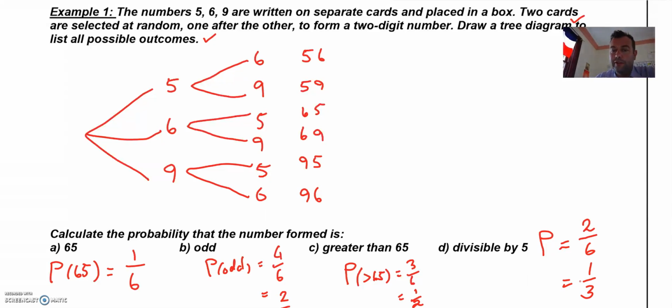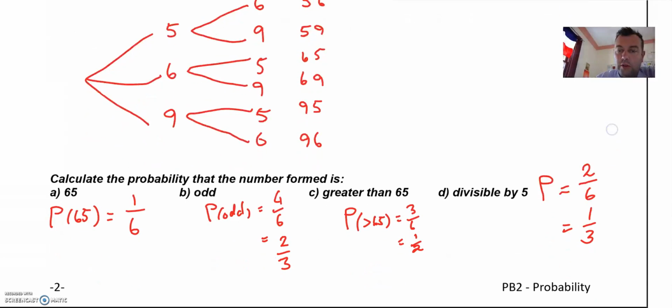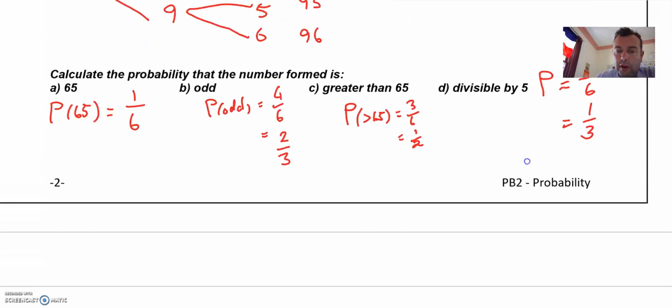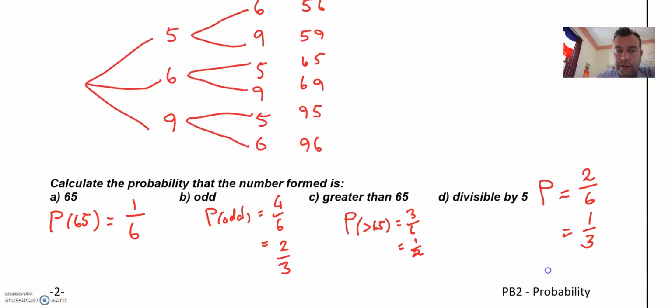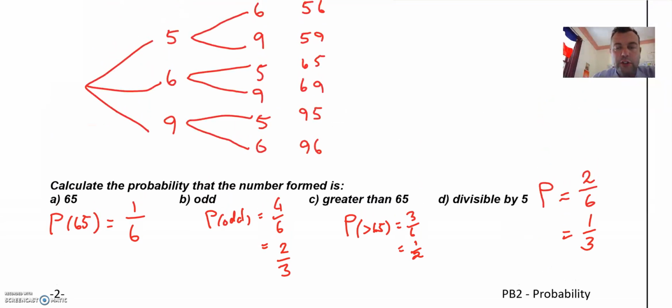There we go. We've got 4 different answers. How interesting. Right, tree diagrams. That's all you need to know for them. Tree diagrams for multi-stage events. Hope you've enjoyed it as much as I have. Check out the next video.